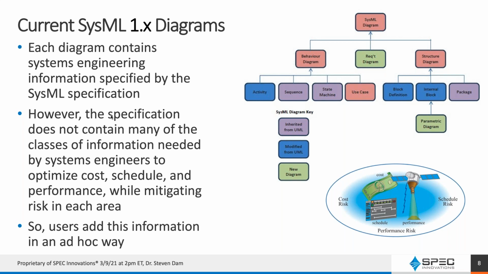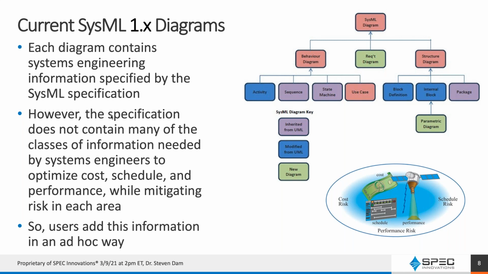So if you look at the current diagram set for 1.x, it's these set of 9 diagrams, and you can see some of them were inherited from UML, some of them are modified from UML, and some are new diagrams. Actually, only 2 new diagrams came into this for this purpose. Again, the idea was to make it so that you're capturing the systems engineering information you need to do your job as a systems engineer.